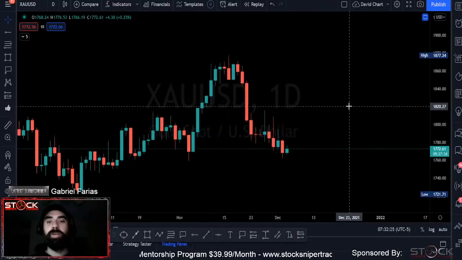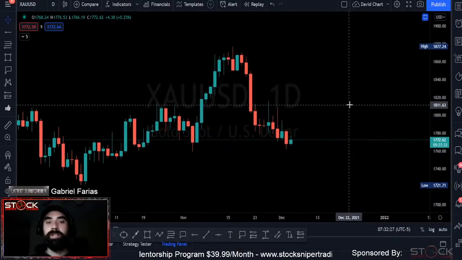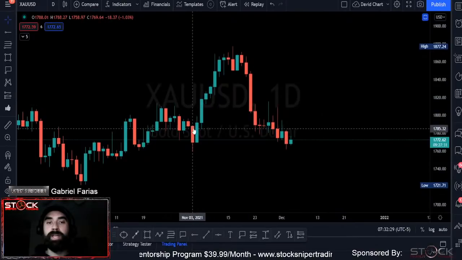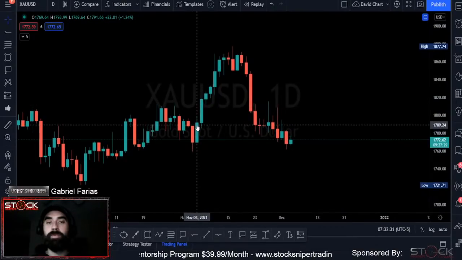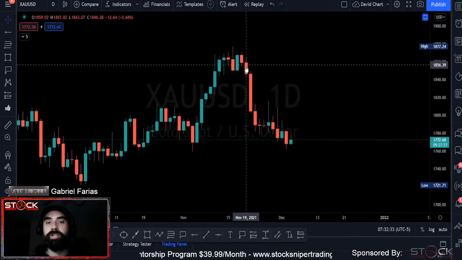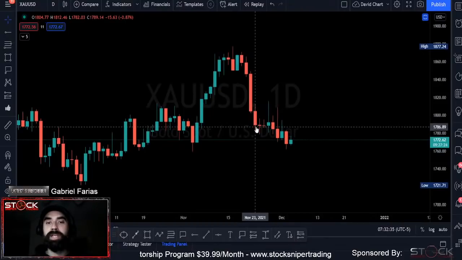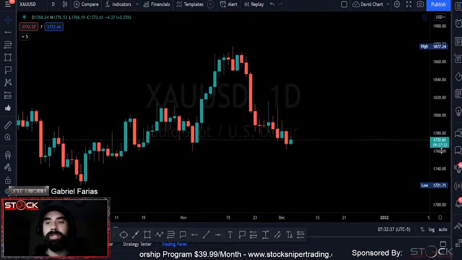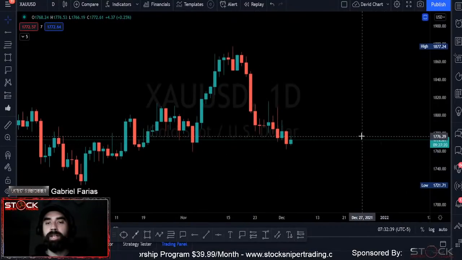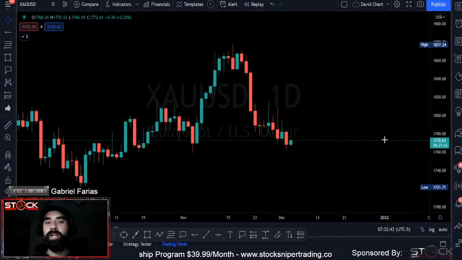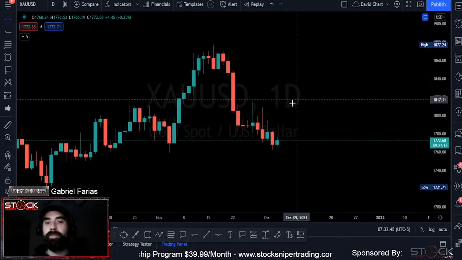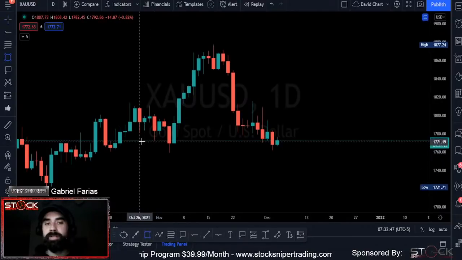So guys, let's get down to business here. You can see that gold has made since November 4th a nice push. We had some consolidation, and now we retraced back to the same area, and now we're bouncing around 1772, and it tried to push past 1776.3, but it was rejected. So with that being said, let's get doing some charting.